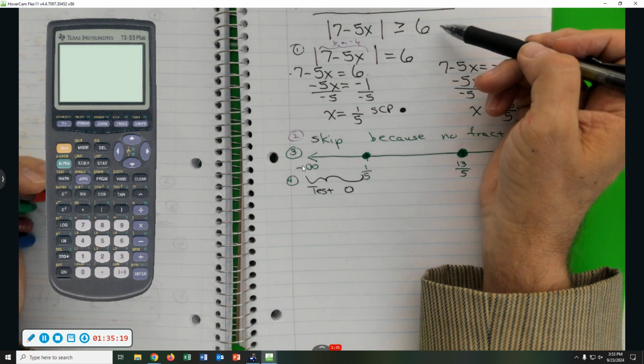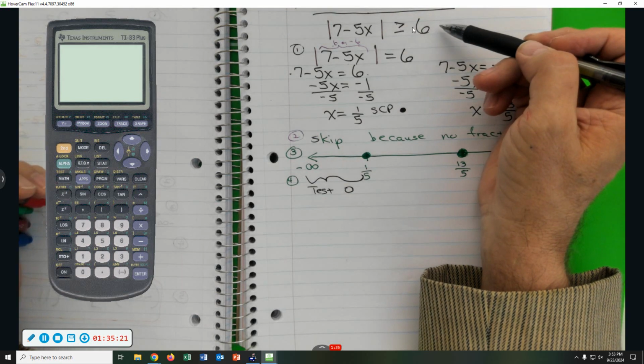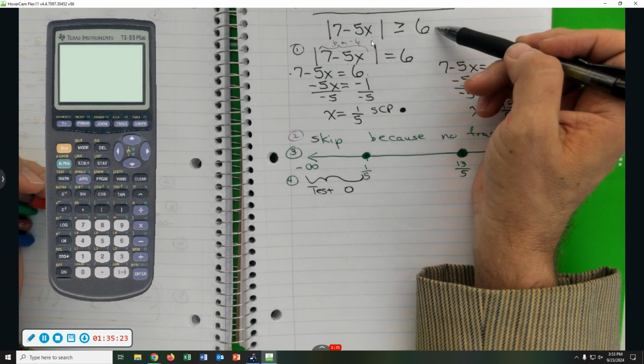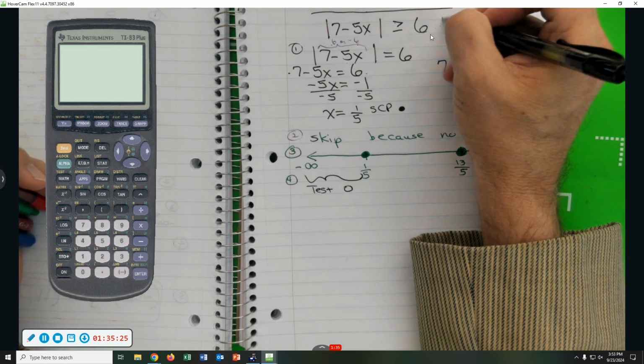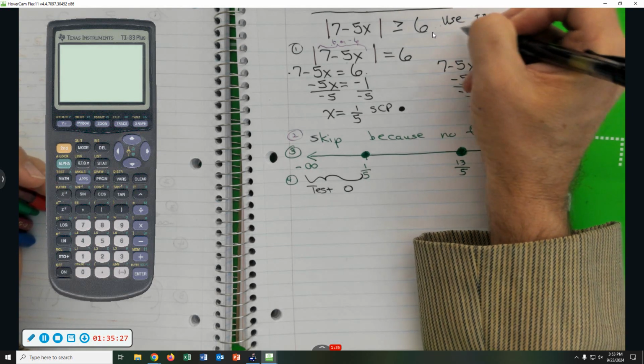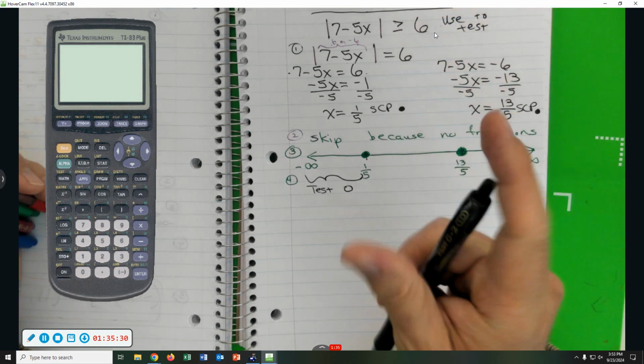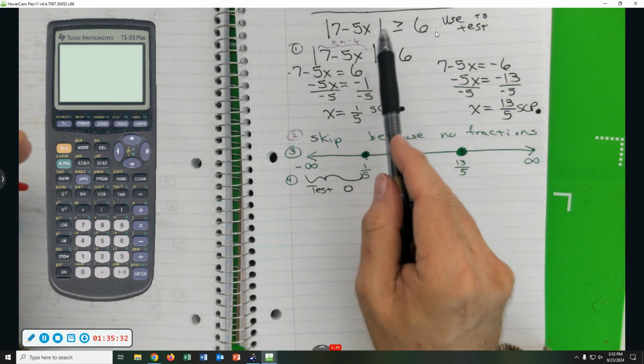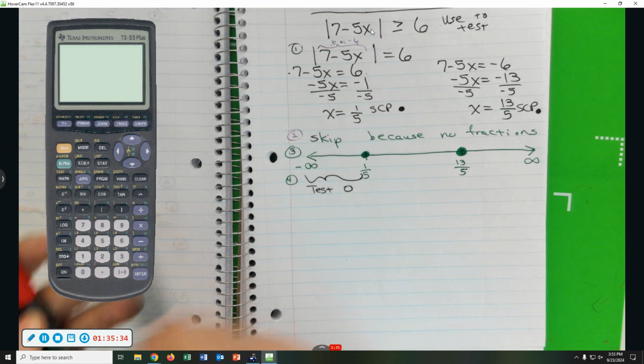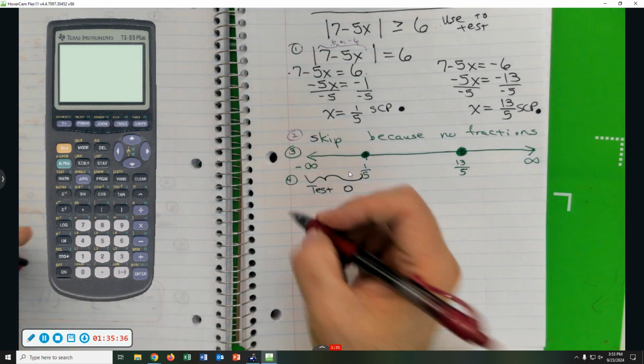And this is where I'm going back to the rewritten inequality. This is the thing I'm going to test in. I'm going to say use to test. For testing purposes, it's better if you use the isolated format. There's less chance that you'll make a mistake.